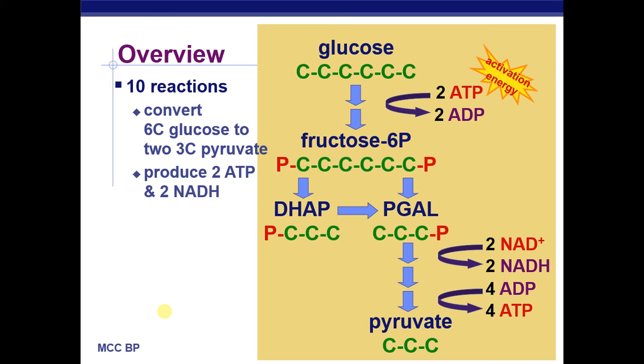So this is kind of an overview of glycolysis. It entails 10 different chemical reactions that convert 6 carbon molecules, glucose, into 3 carbon molecules called pyruvate. See here at the beginning, here at the end. Right? The stuff in between, all 10 of those reactions, we aren't going to focus on very much.